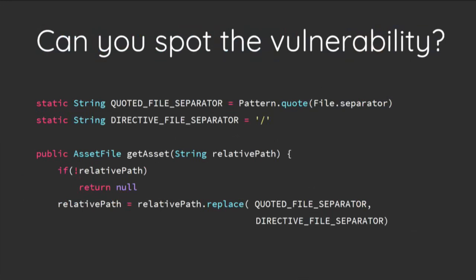This code was copied from Grails. Grails is a powerful Groovy-based web application framework. If you want to use Groovy as your backend language, you must have heard about Grails. This is the part of static file handling. The argument relative path is attacker controllable. In order to be compatible with Windows environments, the code replaces the current file separator with a forward slash.